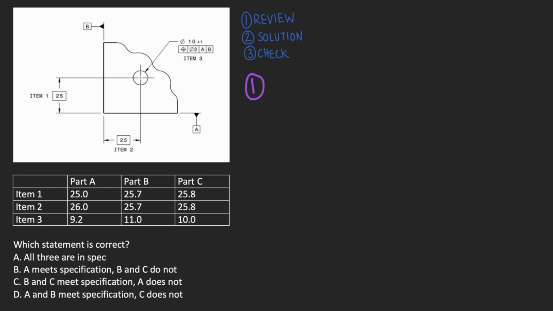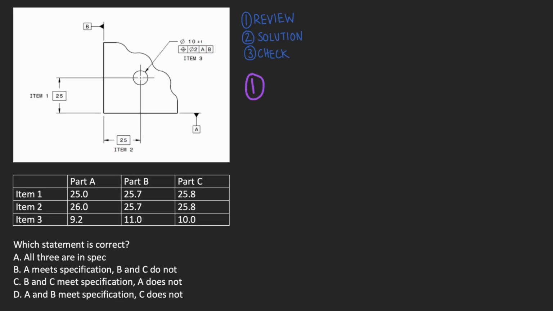A, all 3 of our items are in spec. B, A meets our specification, but B and C don't. C, B and C meet the specification, A doesn't. Or D, A and B meet the specification, but C does not.